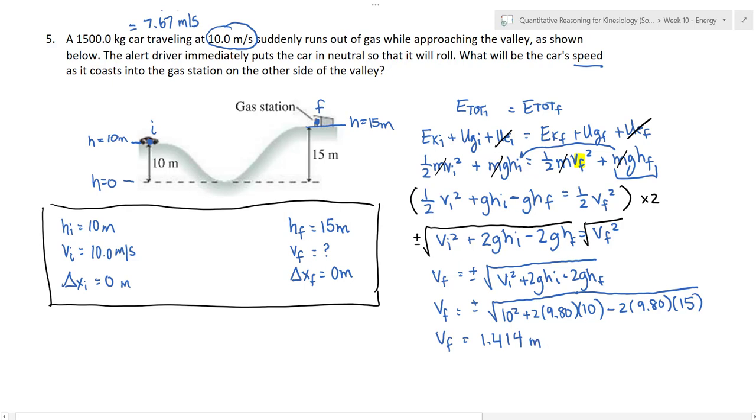1.414 meters per second. Notice the question asks for speed, which is not a vector, so I don't need to give a direction. So I don't need to put in any plus or minus. Those don't make any difference because I'm only looking for the magnitude, the value itself without any direction. So the final speed when the car coasts into the gas station is 1.414 meters per second. And that's it. Okay.